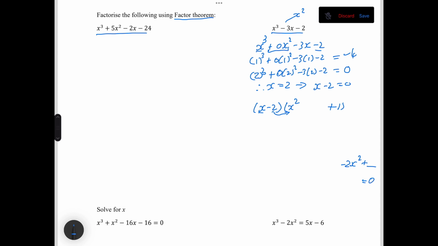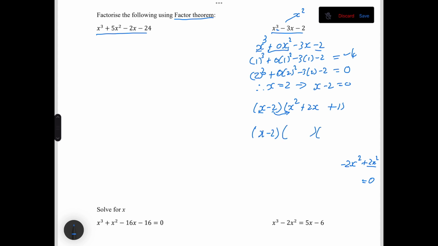So what do I need to add to this to give me 0? So I have to add positive 2x, and the value I need to add becomes my middle term. Right, and there we go. But remember the reason why we don't write 2x squared in the middle, because we need a trinomial, and so therefore we only write 2x.